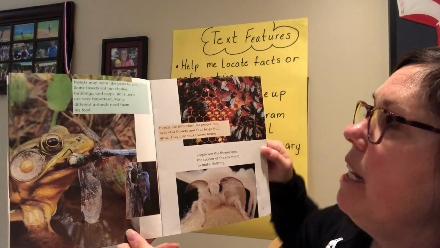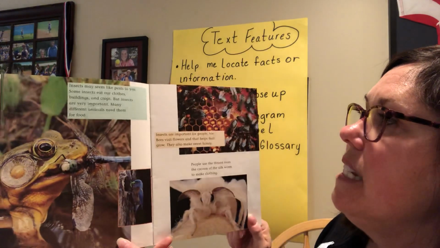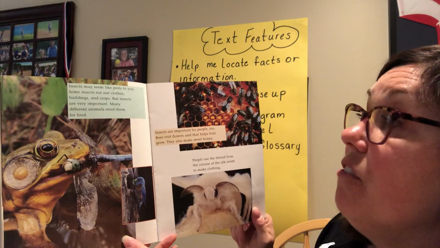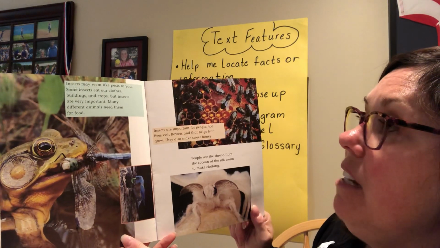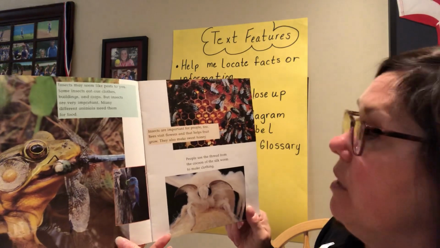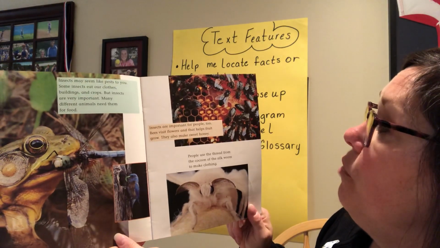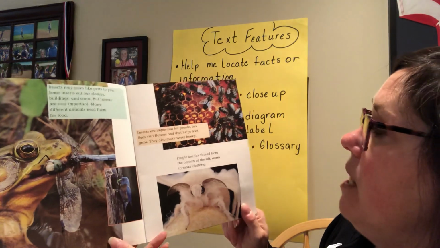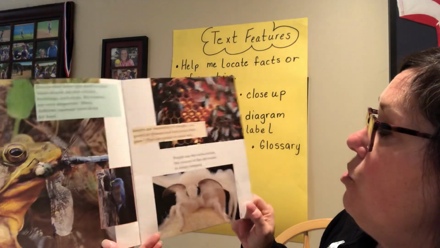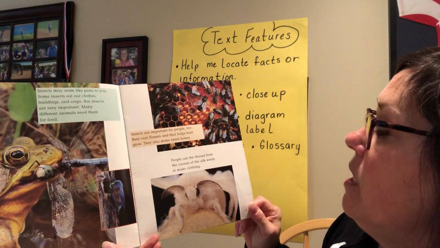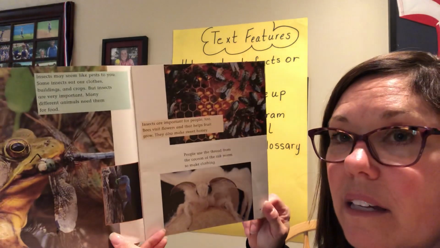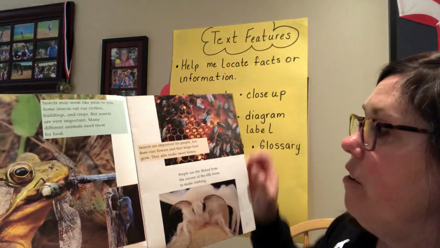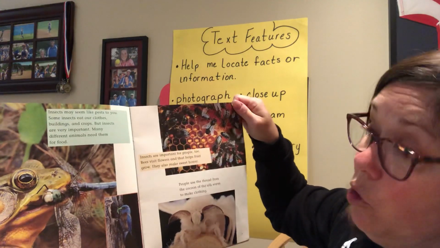Insects may seem like pests to you. Some insects eat your clothes, buildings, and crops, but insects are very important. Many different animals need them for food. Insects are important for people too. Bees visit flowers that help fruit grow, and they also make sweet honey. And people use thread from the cocoon of a silkworm to make clothing. So as we might find them to be pesky, they are very helpful to us too.